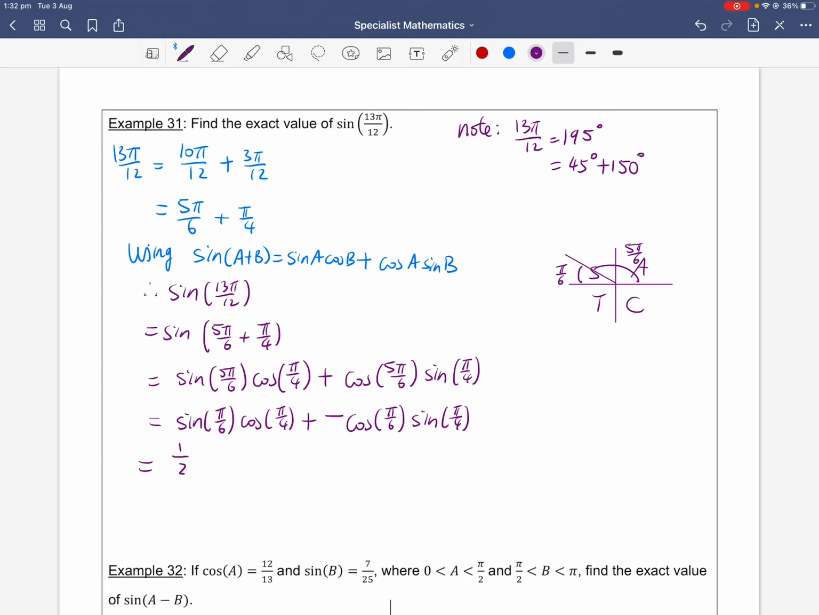So sine of pi on 6, sine of 30 degrees, is 1/2, times cosine of pi on 4, which is root 2 on 2, minus cos of 30 degrees, cos of pi on 6, is root 3 on 2, multiplied by sine of pi on 4, which is root 2 on 2. So simplifying, that gives us root 2 minus root 6 on 4. And there's nothing much which we can really simplify, and we'll just leave it at that.